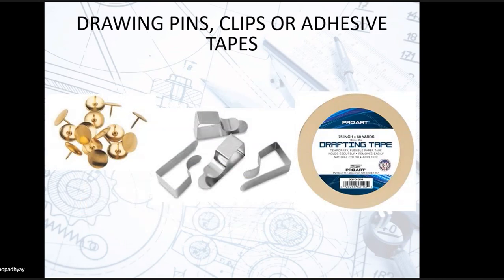So this is how it looks if you go to the market. You can have a drafting tape using which you can fix the drawing sheet to the drawing board. You can have such types of clips, or you can have board pins like this, using which you can fix your drawing.